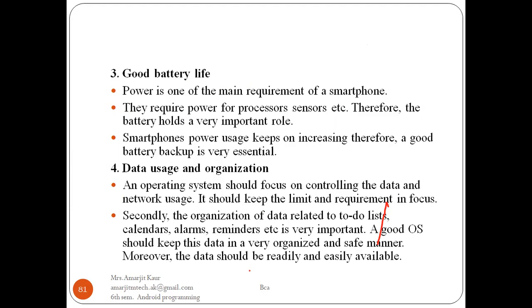Next feature is the data usage and organization. An operating system should focus on controlling the data and network usage. It should keep the limit and requirement in focus. Secondly, the organization of data related to to-do lists, calendars, alarms, reminders, etc. is very important. A good operating system should keep this data in a very organized and safe manner. Moreover, the data should be readily and easily available.